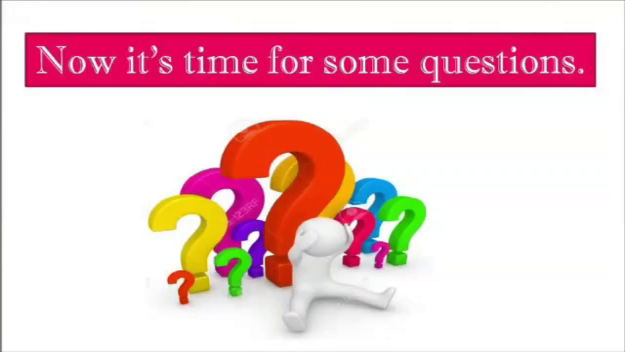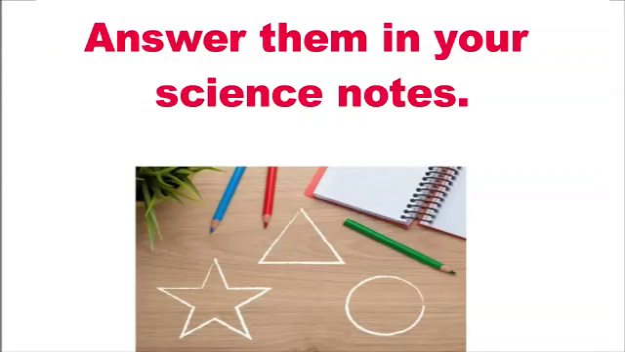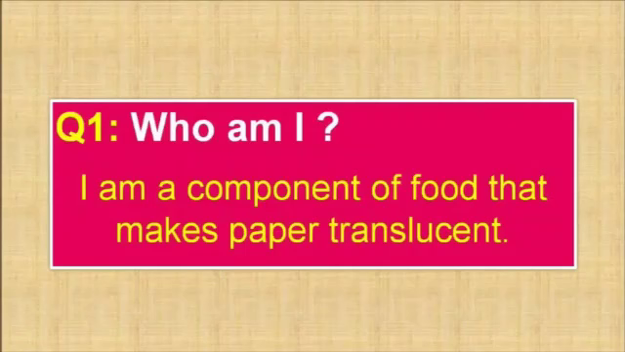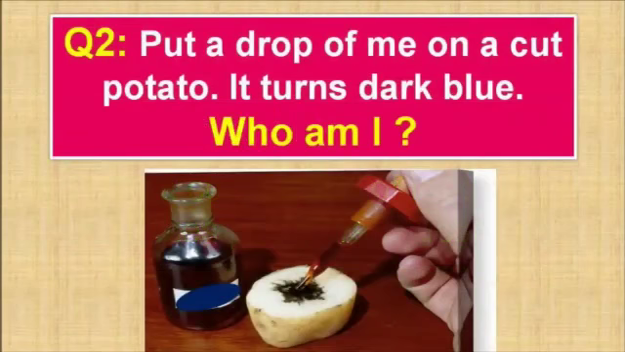Now it's time for some questions. Answer them in your science notes. Who am I? I am a component of food that makes paper translucent. Next, put a drop of me on a cut potato. It turns dark blue. Who am I?